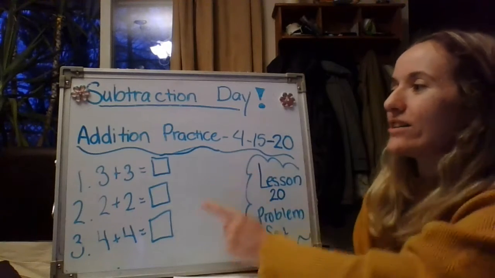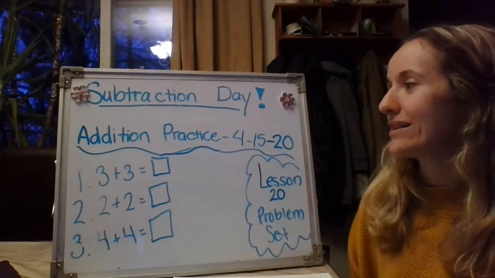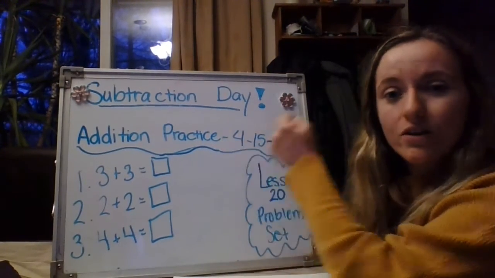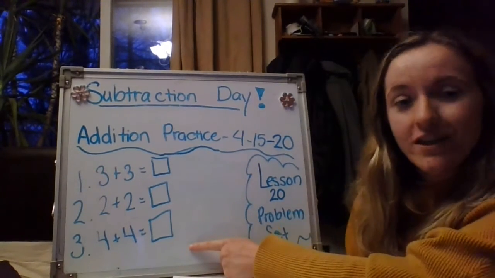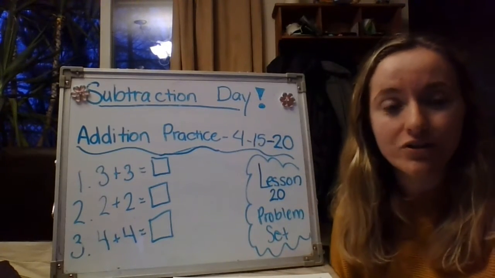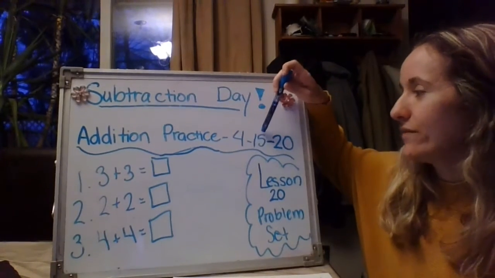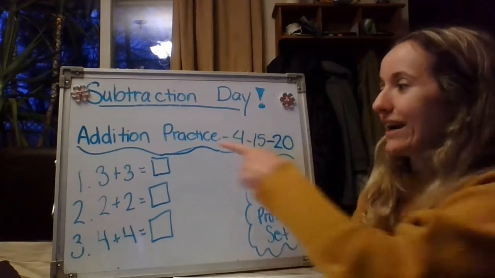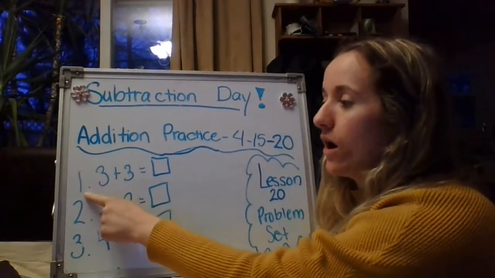Before we begin, we're going to do our addition practice. If you can grab your composition book and a pencil, and go to your addition practice that we started yesterday. We had our addition practice page with a few problems. Go to that page and we're going to write our date for today. So underneath your yesterday's work, you're going to write our date for today, which is 4-15-20.